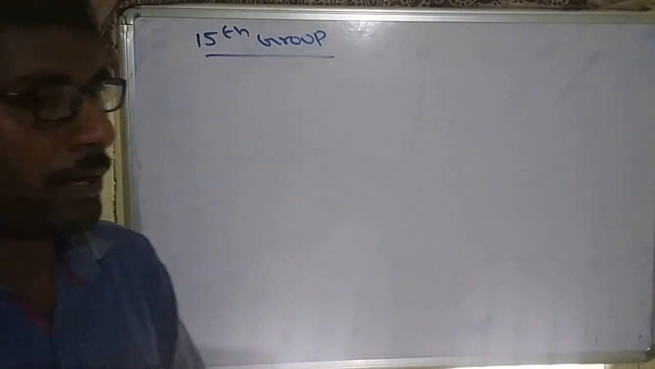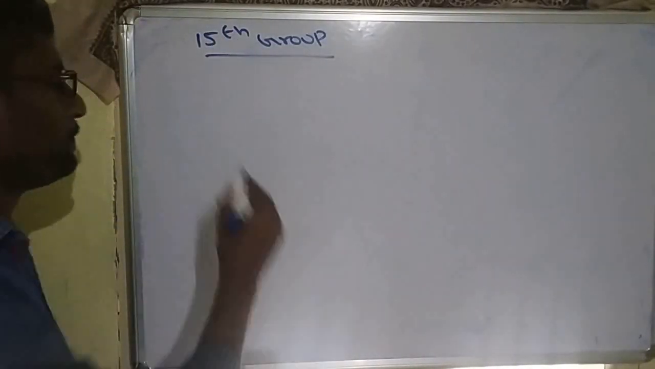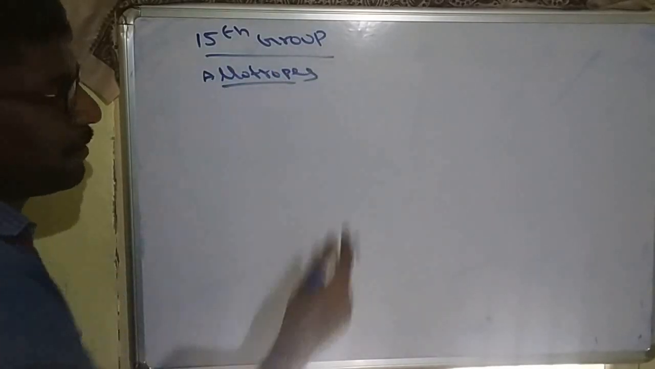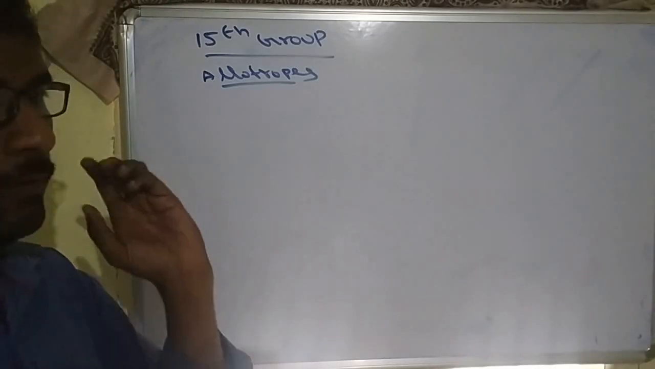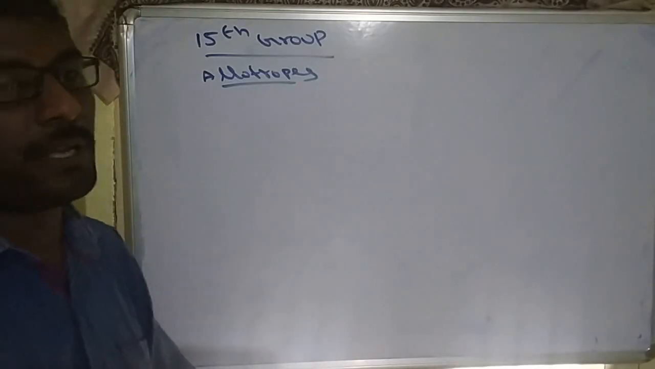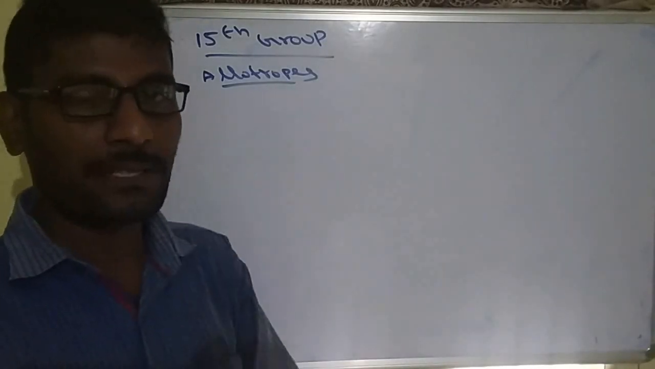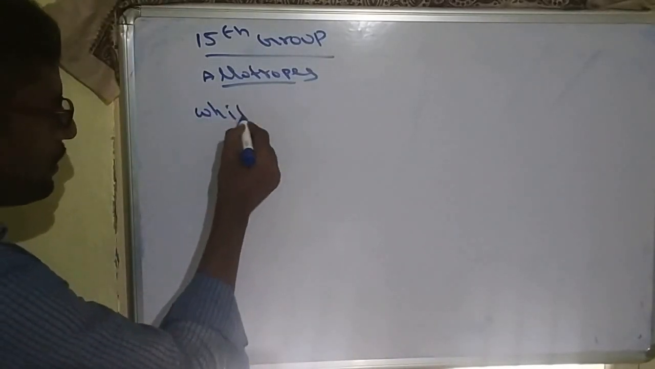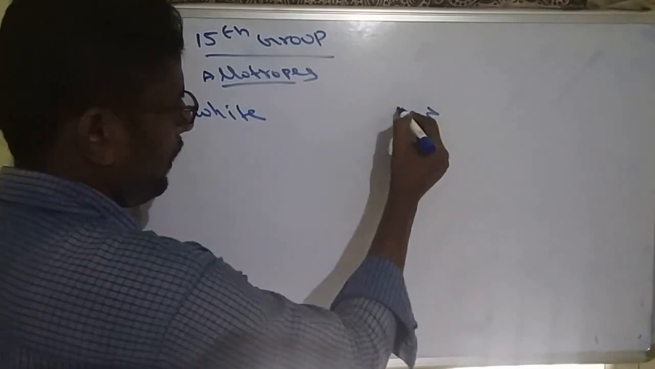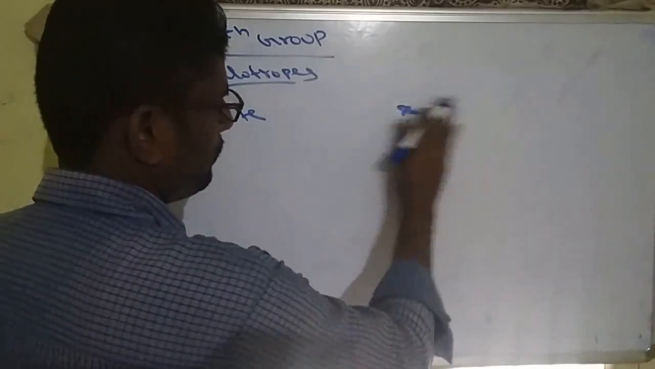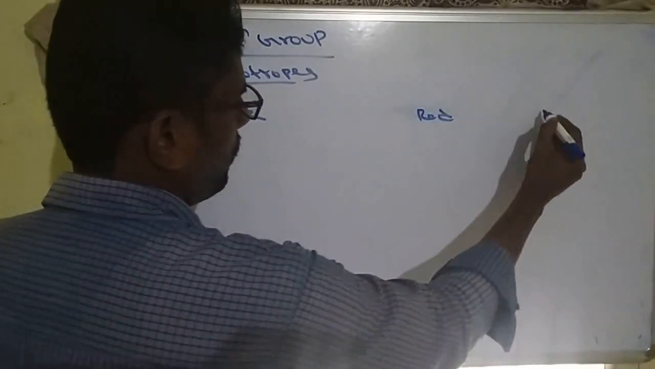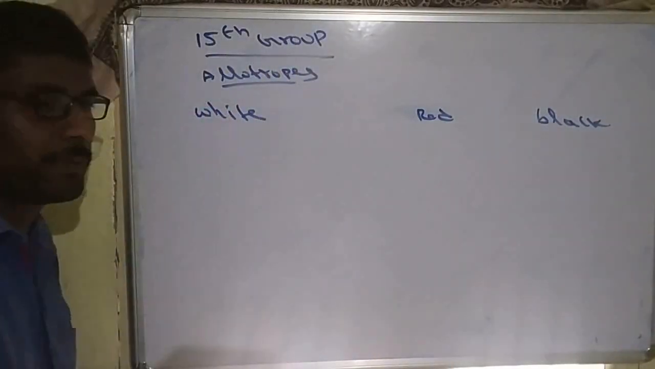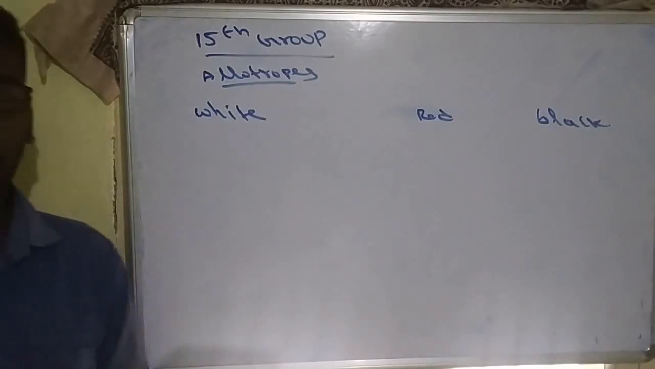Among the important ones are allotropes. Allotropes are also important. In the 15th group we study phosphorus allotropes. Phosphorus exists in three allotropic forms mostly, that is white, red and black. So white phosphorus, red phosphorus and black phosphorus.